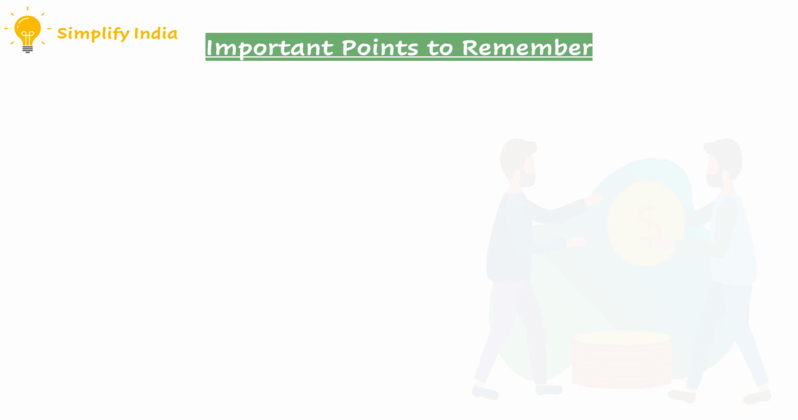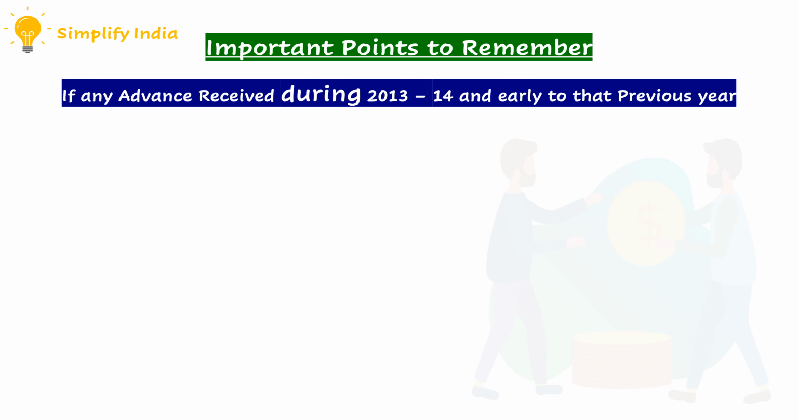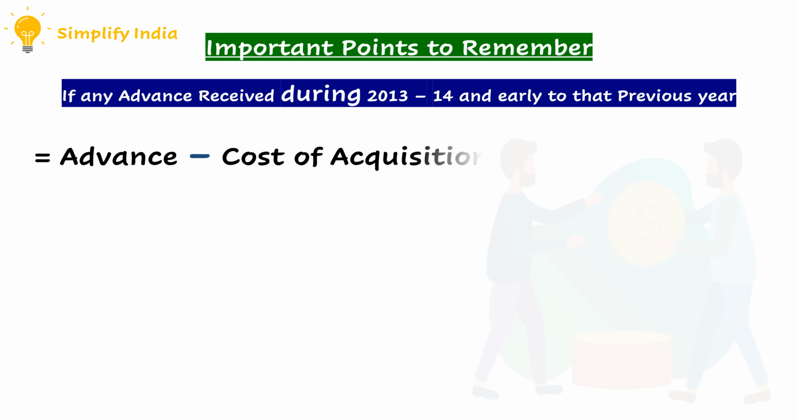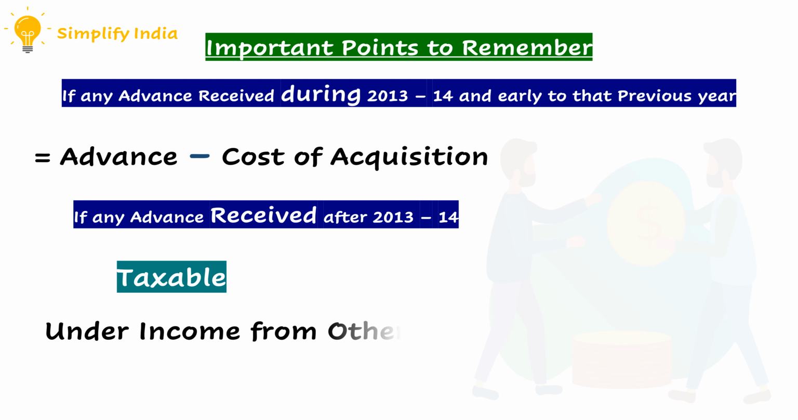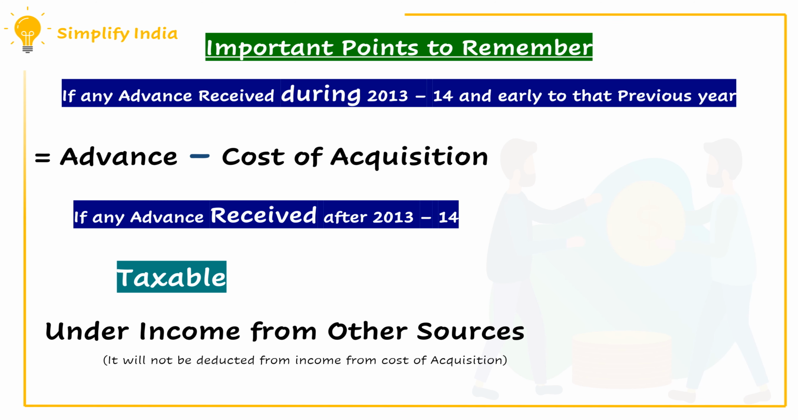And in case of advance, if the advance money is received and forfeited during the year 2013-14 and earlier previous years, such money should be subtracted from the cost of acquisition, whereas if any advance money is received and forfeited after the year 2013-14, such amount has to be taxed under income from other sources, and it will not be deducted from the cost of acquisition.